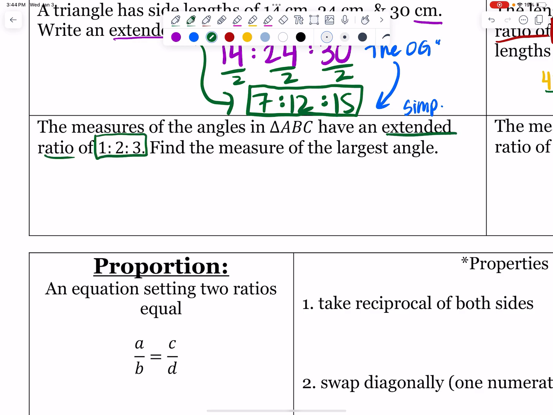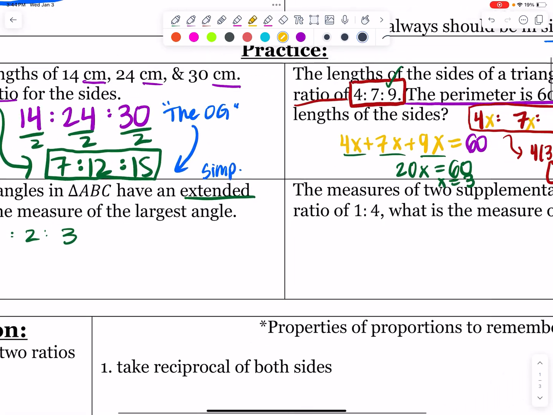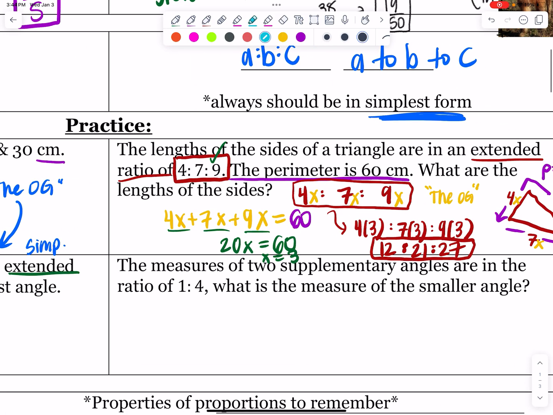Again, this is the simplified version. 1 to 2 to 3 is the simplified version. And it says, find the measure of the largest angle. So I don't know what these angles are, but I know that the way that they relate to each other is 1 to 2 to 3. So one trick on this problem is it doesn't give you a magic number like it did on this problem. On this problem, it gives you that the perimeter is 60.